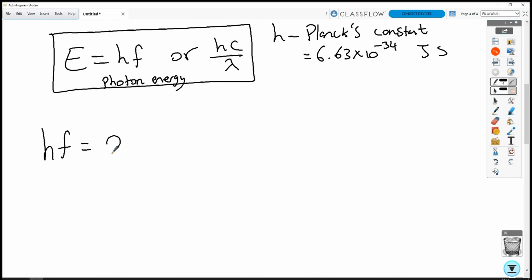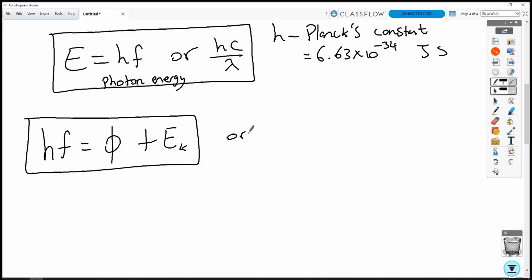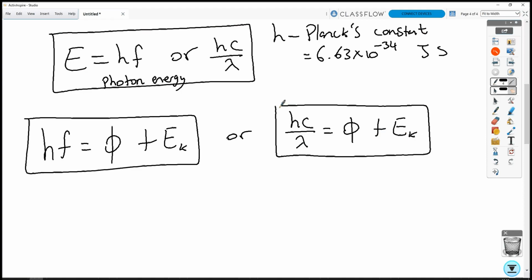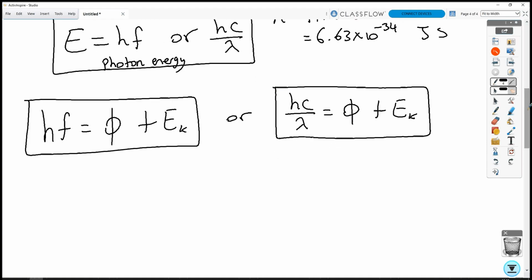hf equals phi plus Ek. That's one version. Or hc over lambda equals phi plus Ek. That's our second version. These are Einstein's equation. So they're both the same equation, just different forms of it.